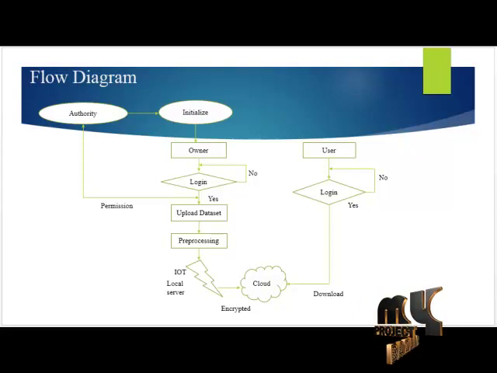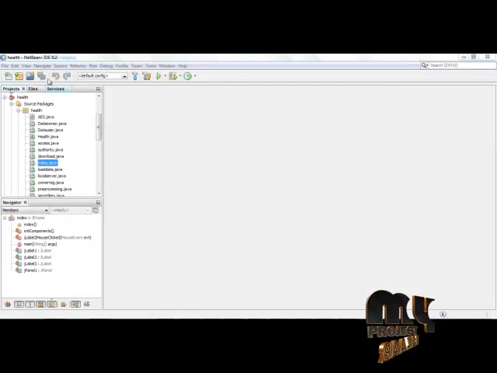After the login they need to upload the health record dataset. After uploading, they need to pre-process the dataset, and only after pre-processing do they send it to the local server. The local server encrypts that dataset and sends it to the cloud server for storage purposes. Then the user comes to the system. The user is considered to be the same person who already uploaded the dataset, because the owner and user play the same role here. The user needs to log in and may download what they uploaded already. Now let's see the running procedure of this project.